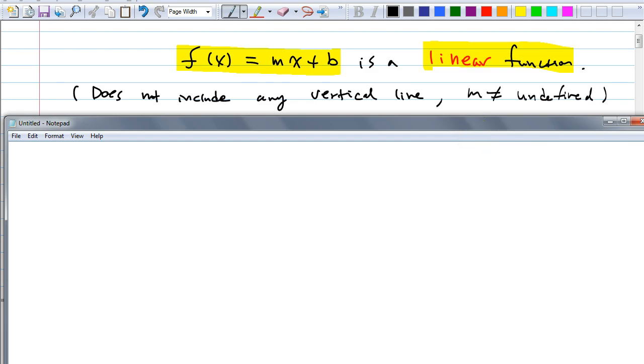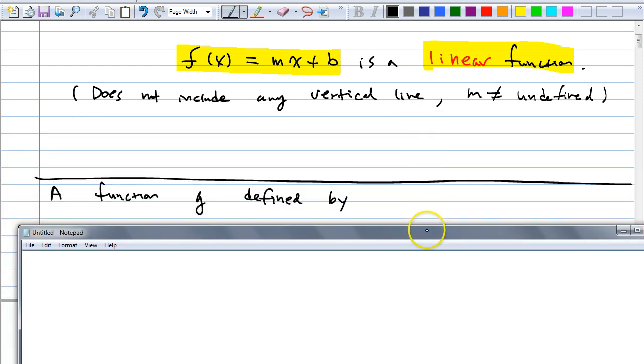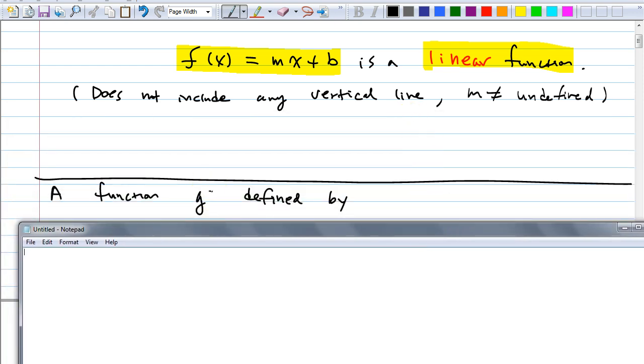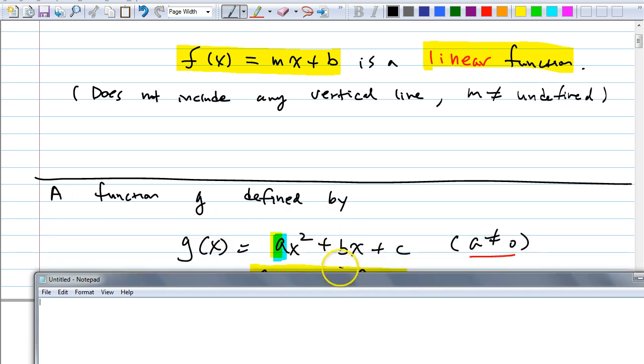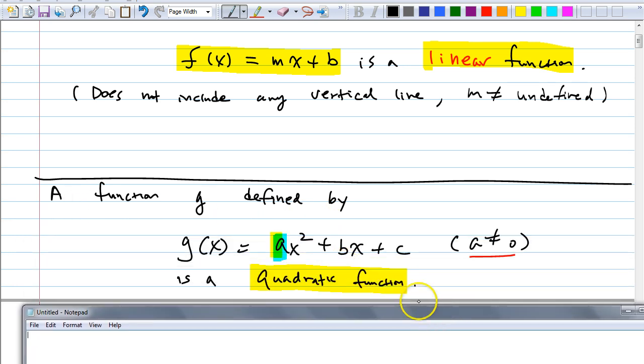Now I'm going to show you another form, another form that will get you a function every time. When you do a vertical line test, it's going to pass the vertical line test. I'm going to call it g because I used f already. A function g defined this way is also another function, and it's called a quadratic function. As I mentioned before, this will not be a line anymore. It's going to be a curve.